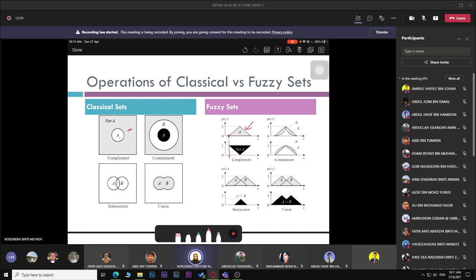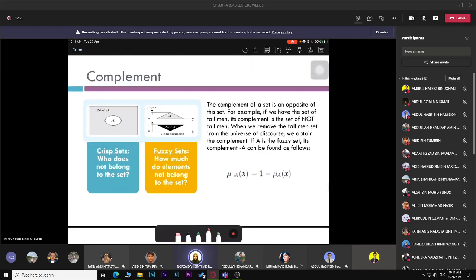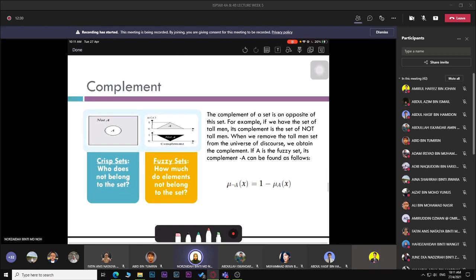Okay, and then containment is where A sits inside, and B is on the outside. Same goes here, A inside, B outside. Right, A and B is the intersection, and A or B is the union. We will look at these operations one by one. Okay, we start with the complement.